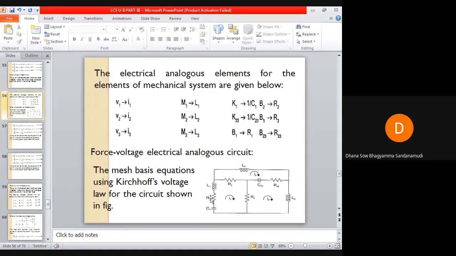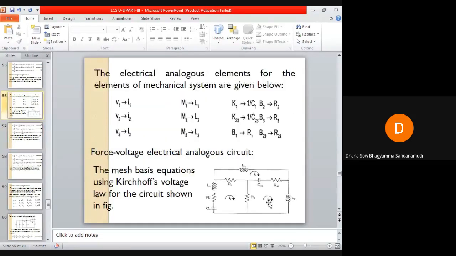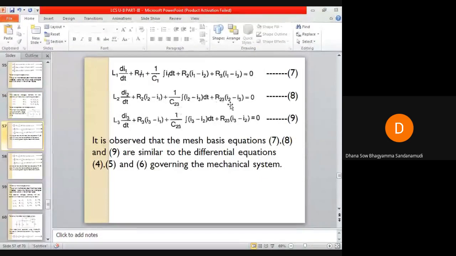In loop 1, L1, R1, C1, R3 and R2 are there. So voltage across the inductor, voltage drop in the resistor, voltage across the capacitor, R2 voltage drop, R3 voltage drop, equal to 0. No sources are there. Similarly loop 2: R2, C23, R23, L2 are there. The summation of voltages across these elements equals the applied voltage, which is 0.